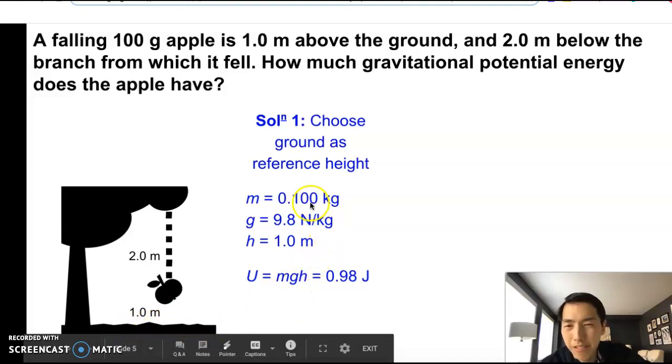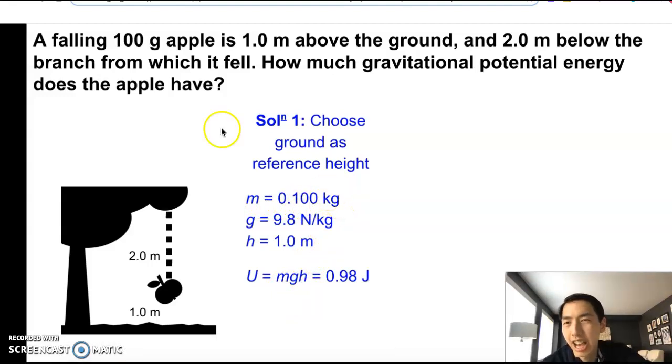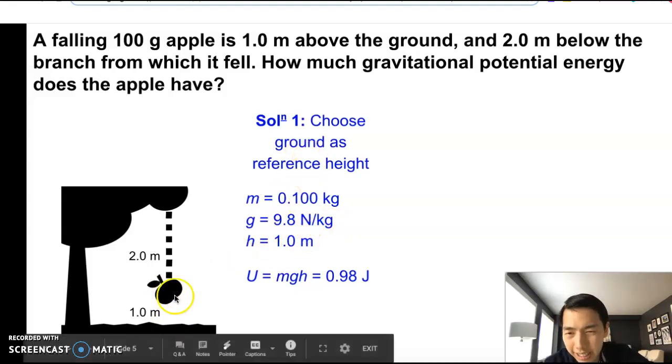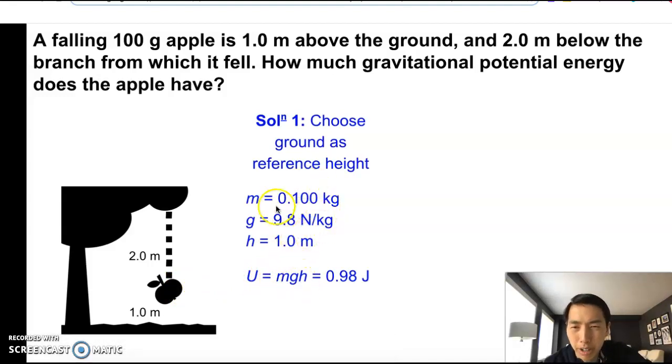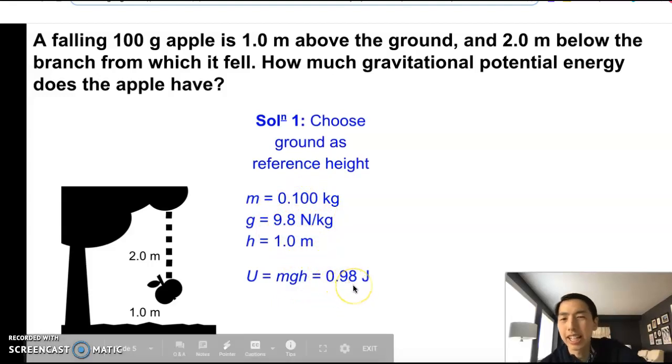So when I list out my variables, the mass is 0.1 kilograms because I had to convert 100 grams to kilograms. The g value is 9.8 newtons per kilogram, but the height is going to be positive 1 meter. If the ground's the reference height, then yes, this apple is at a height of positive 1 meter. And then you use the formula U equals m times g times h. So I multiply these 3 numbers together, resulting in 0.98 joules.